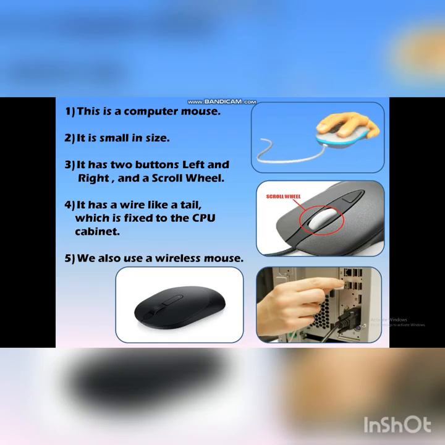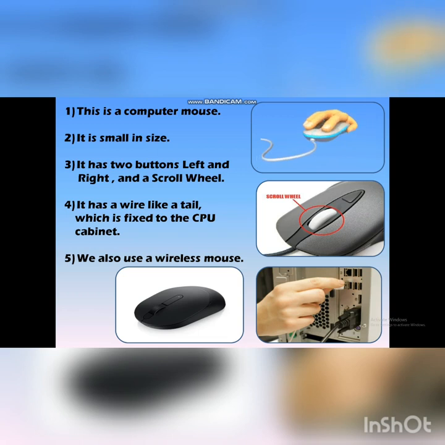Students, kindly look at the second picture. There is a picture of a mouse which shows that there are two buttons, the left and the right button, and also a scroll wheel which is encircled with a red color, the red circle. Now, what is a scroll wheel? A scroll wheel helps you to move around the screen, up and down, when you have typed something on WordPad.